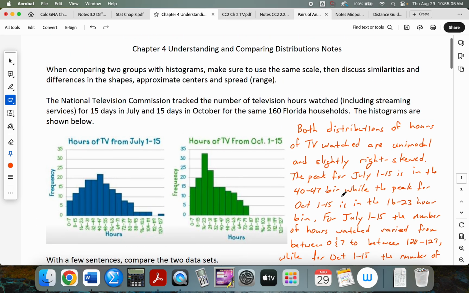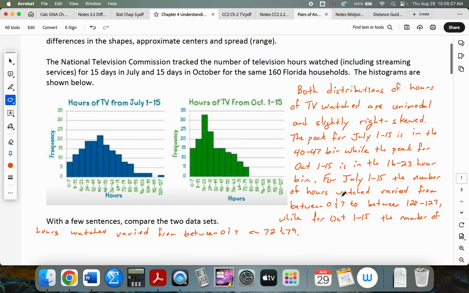So we've talked about, let's see. By giving where the peaks are, we've actually talked about the centers, at least a little bit. That's not going to be exactly where the median is or where the mean is, but that's a way of talking about the center. Okay? What else should we say about this? Any unusual features of either of them? In July, there's that 120 to 127 just by itself. Right. So there's a gap and a possible outlier.